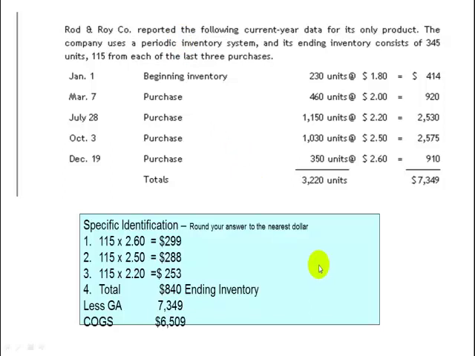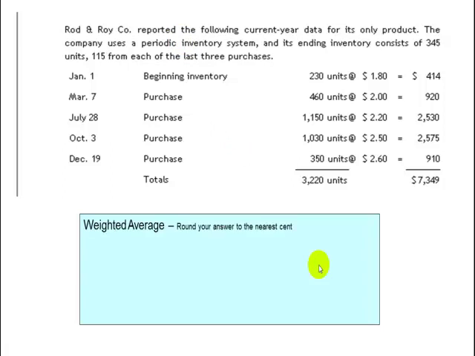Let's go on to another part of the same problem. This time we're going to deal with weighted average, and this is a lot easier calculation than the weighted average we had to do under the perpetual system. Under weighted average, we take the total goods available in dollars and divide it by the total units available, 3220, and we end up with a weighted average cost per unit of 2.2822981. You'll have to watch what your problem wants you to round this to, but this one wanted to round it to the nearest cent. That would be $2.28 a unit.